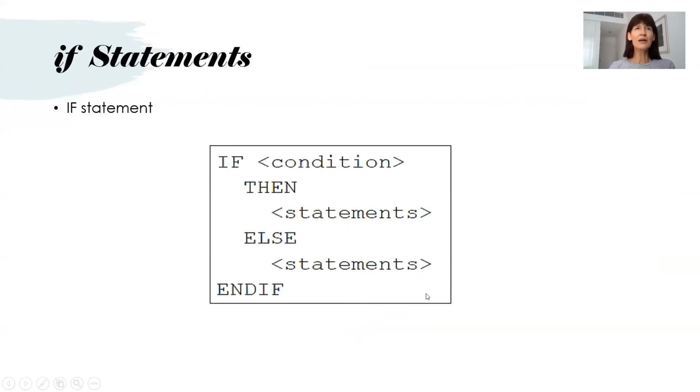Okay, let's talk about if statements. This is something we use a lot in programming. If something is true, for example, if A equals B, then we put statements, for example, do this, print that, whatever it may be, and else do something different. And then we end the if statement.